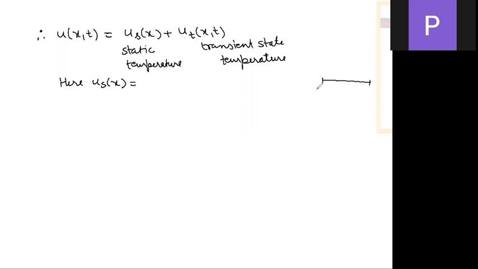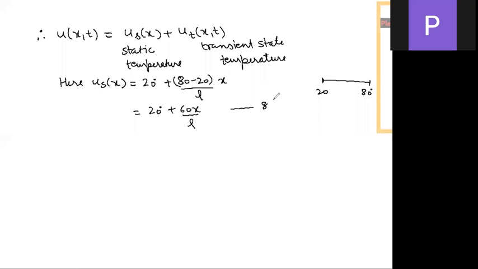You know that if this rod is there, here this end is at 20, this is 80. So what is the method to write this? It is 20 degree plus (80 minus 20) upon L into x. ठीक है, so it is 20 plus 60x by L. So this is your static state temperature, static temperature. Okay, you mark this as 8 and this as 9.